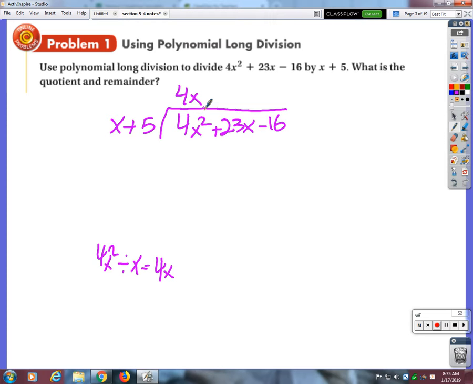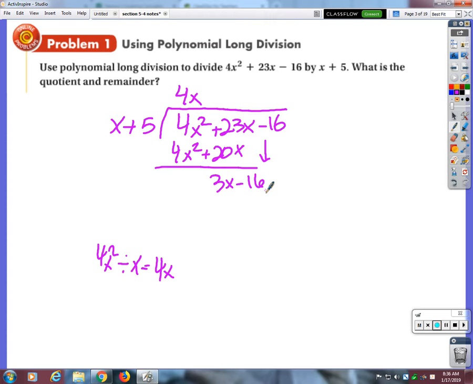Okay? You guys see where that came from? All right, what do I do now that I know that's 4x? I multiply. So 4x times x, 4x squared, 4x times 5, 20x. What do I do next? Subtract. 4x squared minus 4x squared, those cancel. 23x minus 20x is 3x. Bring down the negative 16, and let's play again.